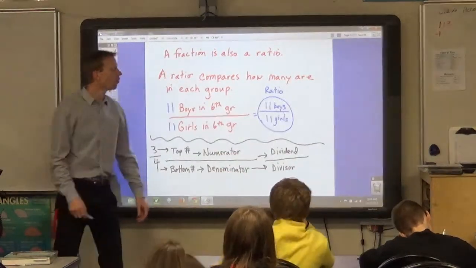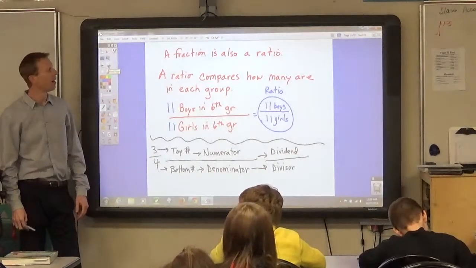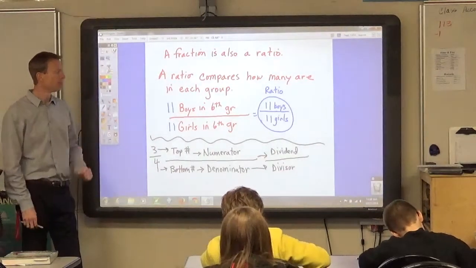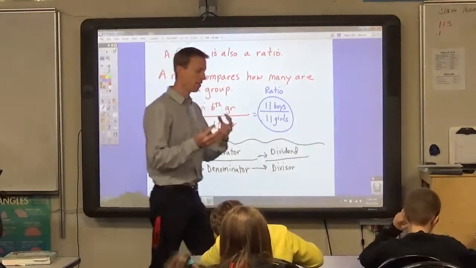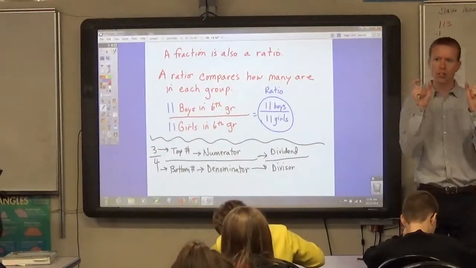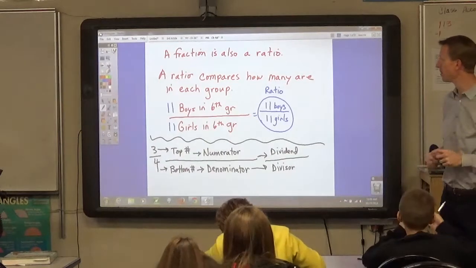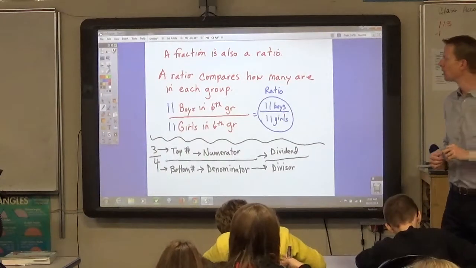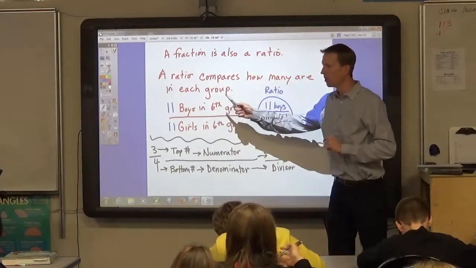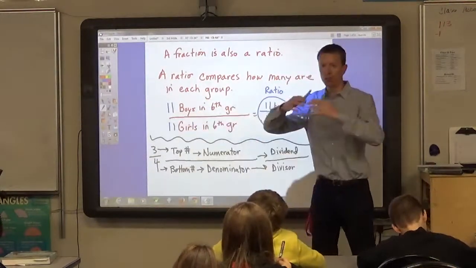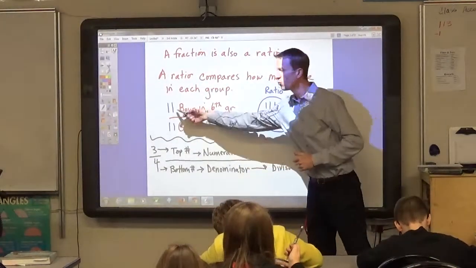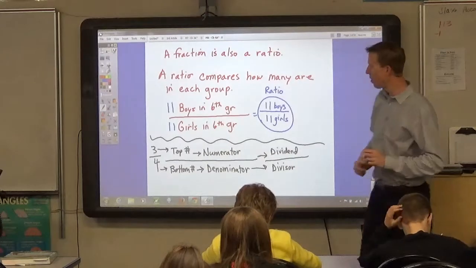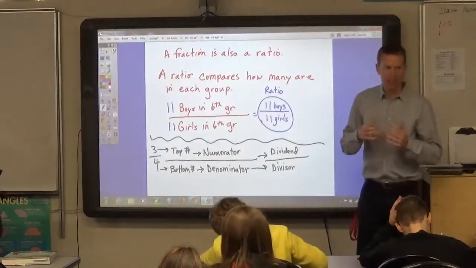A fraction is also a ratio. Can you get back? I will later. A fraction is also a ratio. Ratios are different than fractions in that ratios compare amounts of two different things. Okay? So instead of the top number being how many you have out of the total, the top number is one type of piece or part or thing, and the bottom number is a different piece or part or thing.